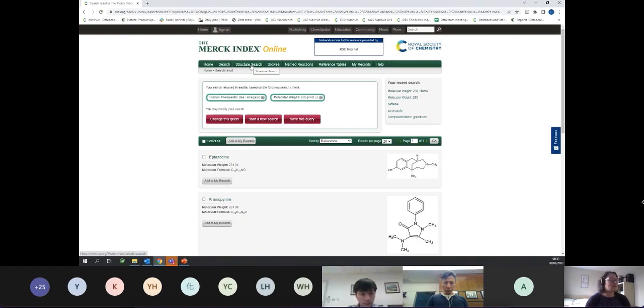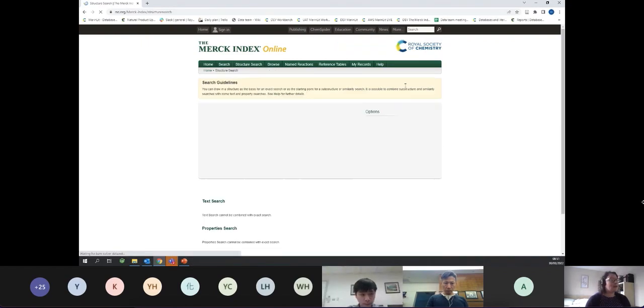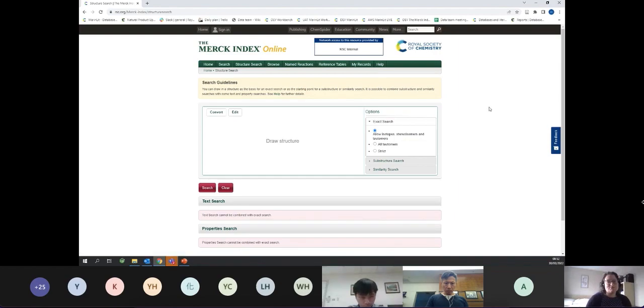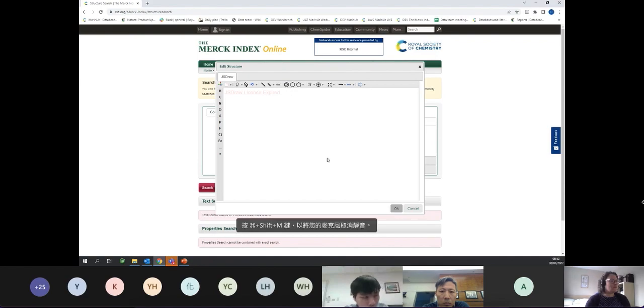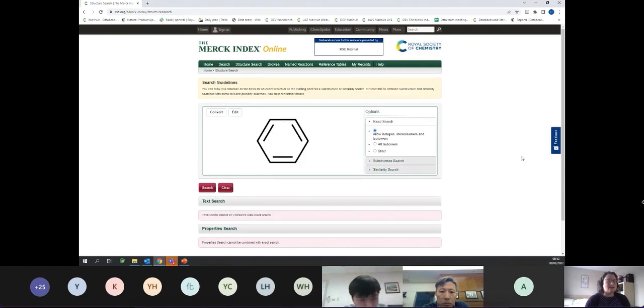The last way you can search the MerckIndex online is through a structure search. And structure is the language of chemistry. So if you want to paste in a molecular structure because you don't know the name or the CAS number or anything that will help you find it, you can put in a structure. You will click this edit button, and a drawing canvas will come up. You can draw your structure, and then it will put it into here to be searched.